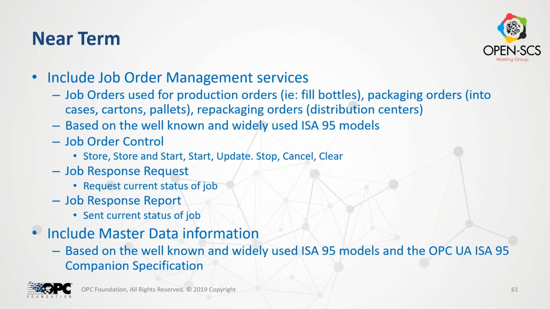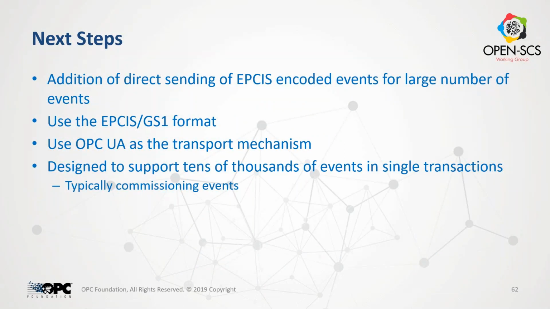Likewise, we're including the master data and using the ISA 95 models and the OPC UA ISA 95 companion spec, because that already exists. There are already test cases for it. There are already implementations of this. This is already done. This is going to make it a whole lot easier for us to do additional work. Steps after that, we talk about sending EPCIS encoding events for a large number of events.